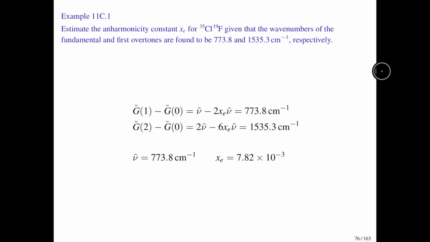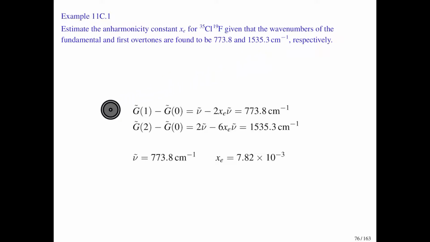And that's what's done in this problem, which is a little different. We're taking observed transitions. We have the fundamental transition occurring at 773.8, and then the first overtone transition for chlorine fluoride is at 1535. They want us to use these two numbers to estimate the anharmonicity parameter.